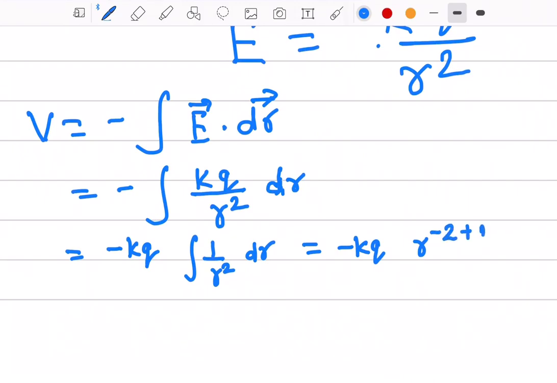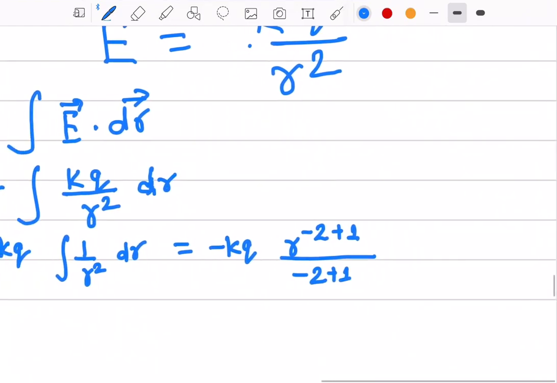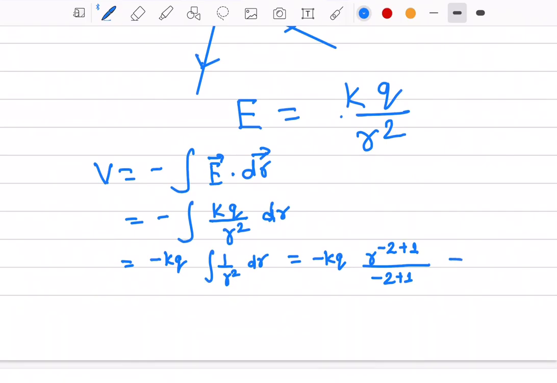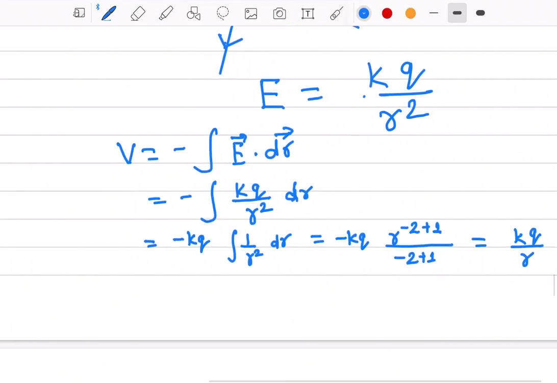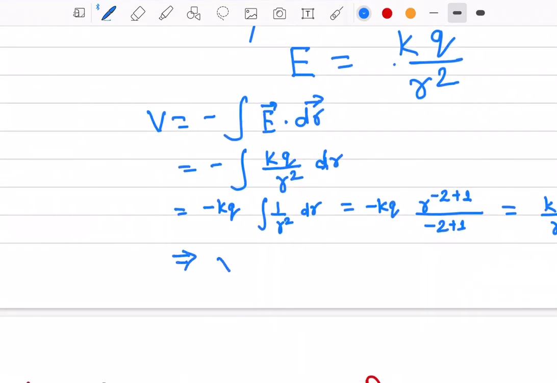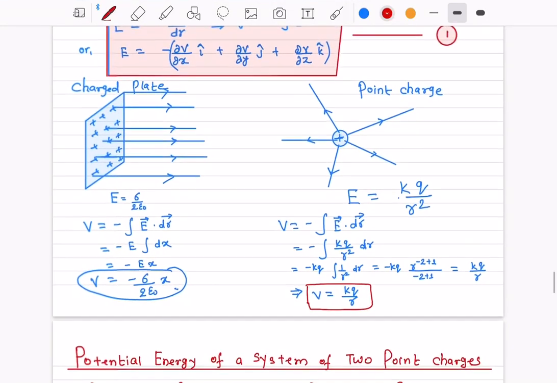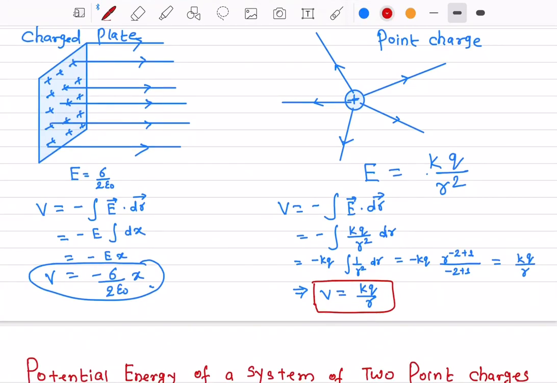Now let's do minus kq. If I do the integration, it will be r to the power minus 2 plus 1 divided by minus 2 plus 1. After further simplification, what I will get is kq over r. So we have now calculated the potential due to a point charge at A, if we know the electric field. So this is the formula for calculating the potential due to a point charge if you know the electric field.